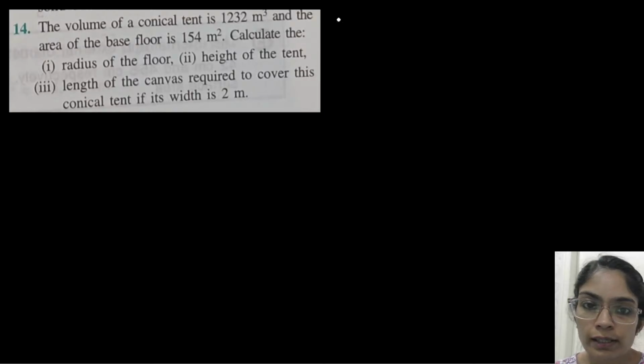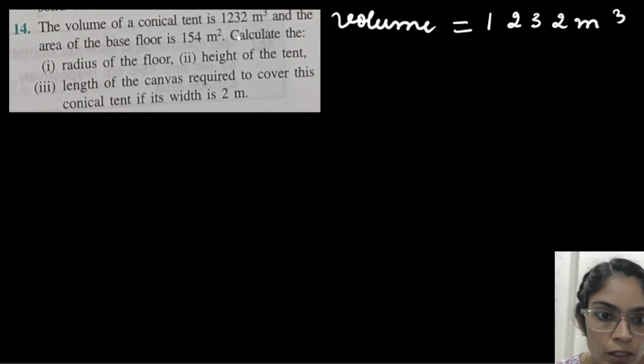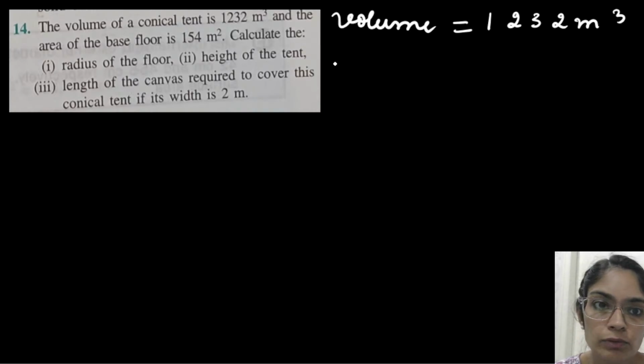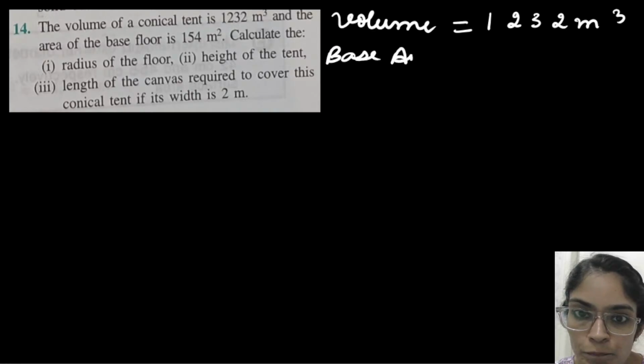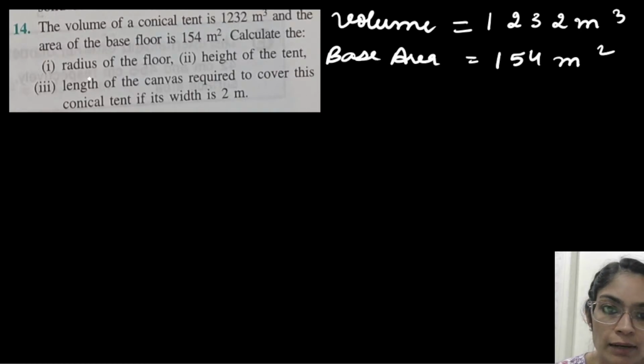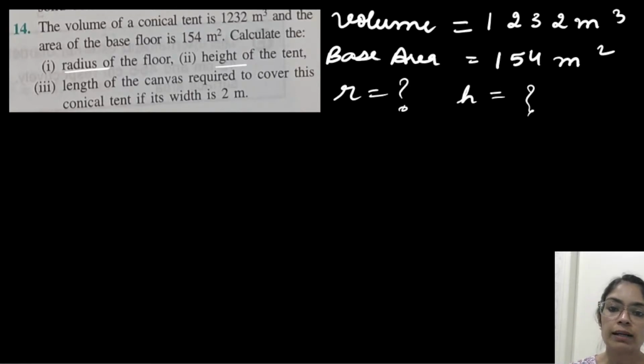So the volume of a conical tent is given to us. I am just writing what is given and what we have to find. So volume is 1232 meter cube. Area of the base floor means base area is given to us. Base area is equal to 154 meter square. What we have to find? We have to find radius, height, and the length of the canvas required to cover this conical tent. So I'll write here: radius we have to find, height we have to find, and length of the canvas we have to find.